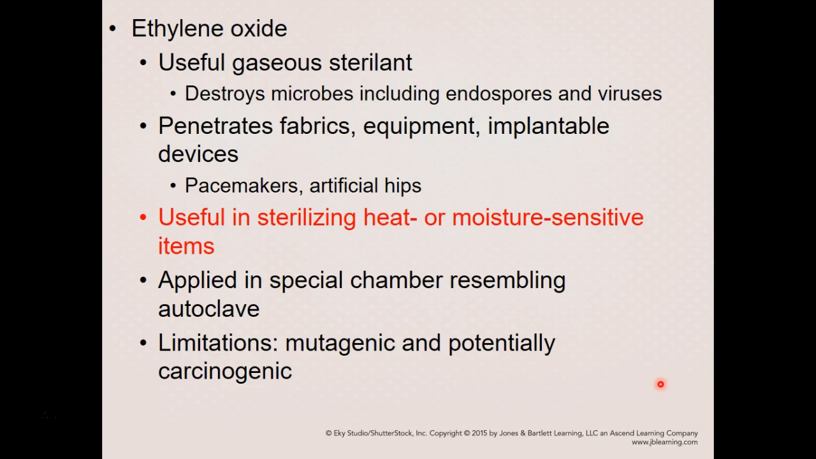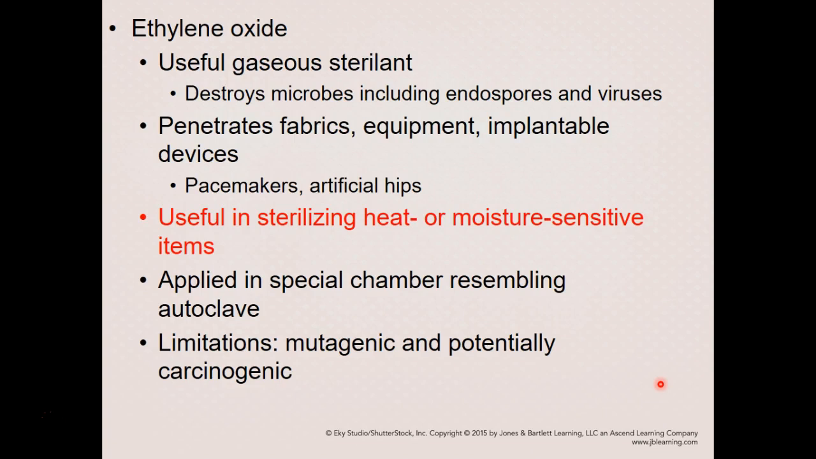Ethylene oxide, this is a gas, and it's a sterilant. So it sterilizes the environment, gets rid of endospores, viruses, everything. It's very useful at treating materials that are either heat sensitive or moisture sensitive. So it can sterilize metals, it can sterilize things like hospital items that we need to sterilize.